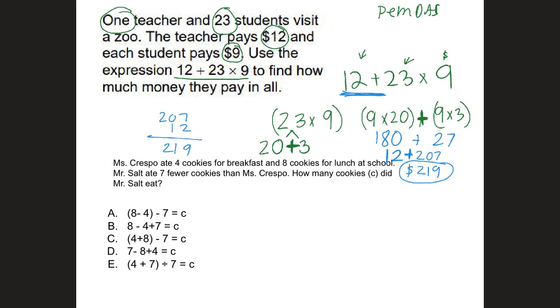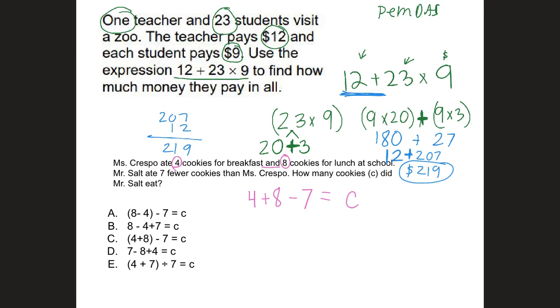Miss Crespo ate 4 cookies for breakfast and 8 cookies for lunch at school. Mr. Salt ate 7 fewer cookies than Miss Crespo. How many cookies, C, did Mr. Salt eat? Well, let me see. If she ate 4 at one time and 8 for lunch, I know I have to add that to figure out how much she ate in all. And then Mr. Salt ate 7 fewer, so I know that's subtraction. He ate 7 less. Now, this all equals how many cookies he ate. So that equals C.